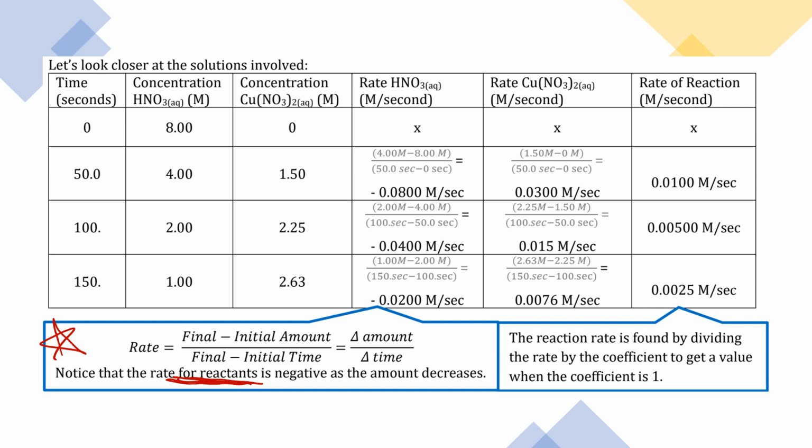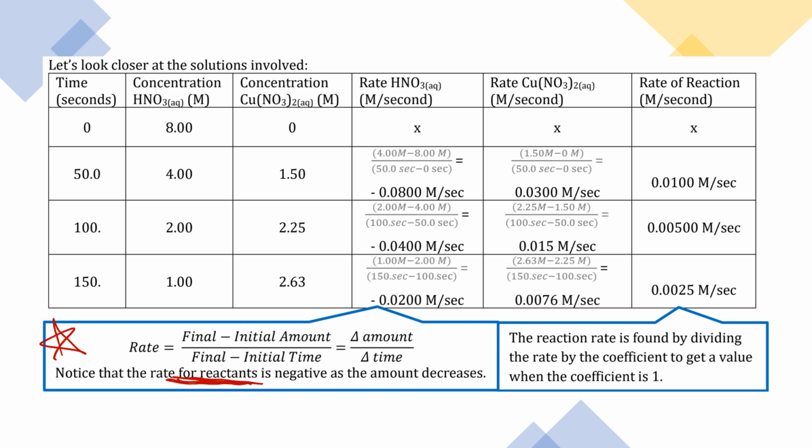So let's look at this example here. From 0 to 50 seconds, our concentration of nitric acid goes from 8 to 4 molar. Also, the concentration of copper(II) nitrate goes from 0 to 1.50. I'm just kind of breaking it down simply, but you can see that as time increases, generally the concentration of your reactant nitric acid decreases while the molarity of your copper(II) nitrate increases. So how do you determine the rate?